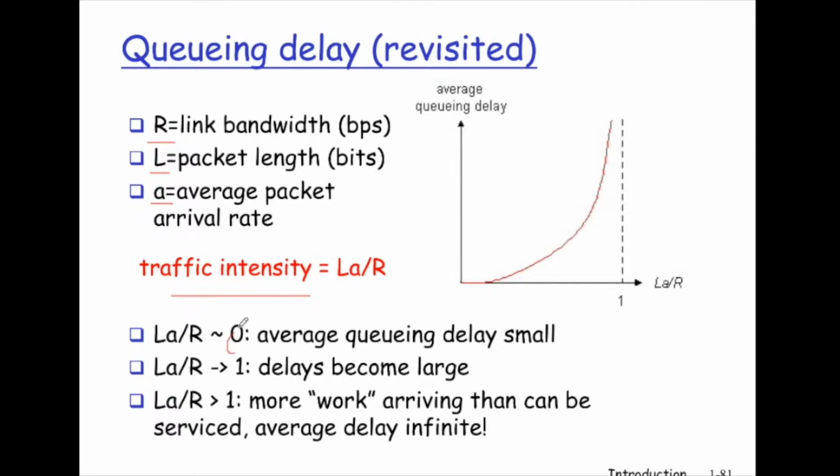When that quantity is close to 0, that means the incoming rate is very low and the outgoing rate very high, so no bits really need to wait. So queuing delay is very small. And it's depicted here. When LA divided by R is very small, queuing delay is also very small. The other extreme is here. When the intensity is greater than 1, that means more bits are coming in than going out. As time goes on and on, the newly arriving bits will need to wait longer and longer and longer. And it's pretty much here, approaching infinity.